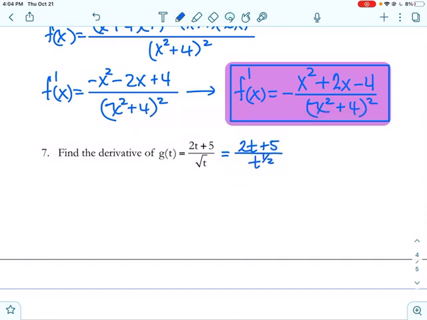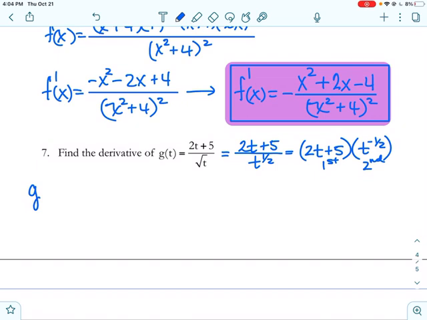And I'm going to convert this to 2t plus 5 times t to the negative 1/2 power. Okay, so I now have a product. Here's my first factor. Here's my second factor. So I'm going to say g prime.